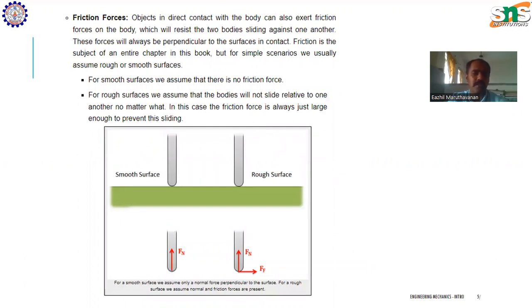The friction force always acts at the contact point. Objects in direct contact with the body can also exert a friction force on the body, which resists the two bodies sliding against one another. This force will always be parallel to the surface in contact. For a smooth surface, we assume that there is no friction. For a rough surface, we assume the bodies will not slide relative to one another. The friction force is always just large enough to prevent the sliding.